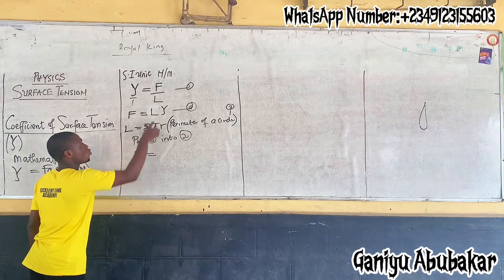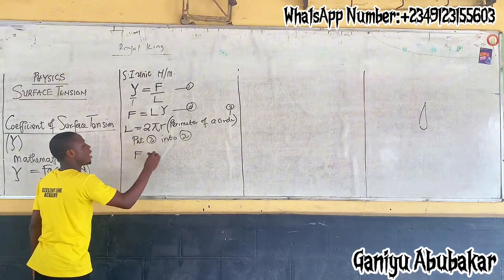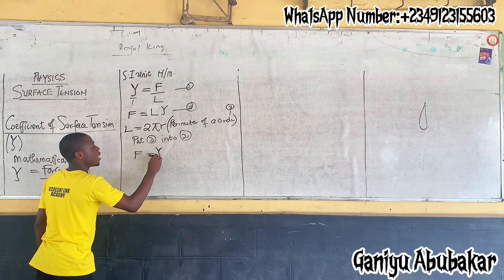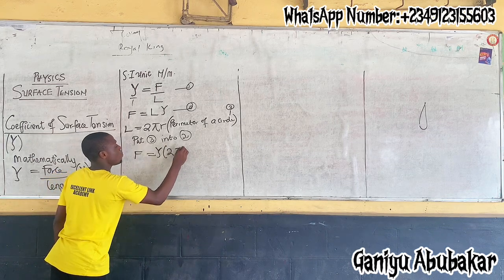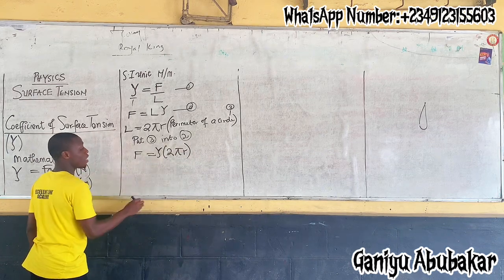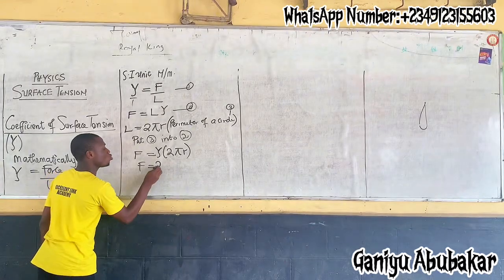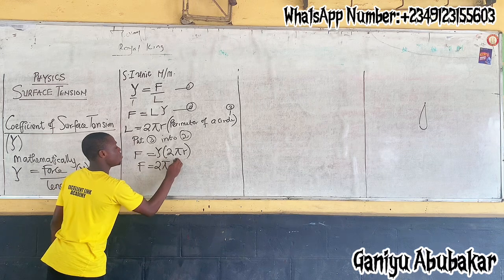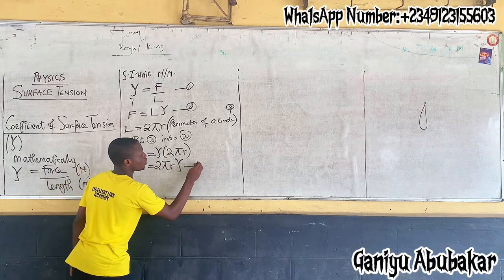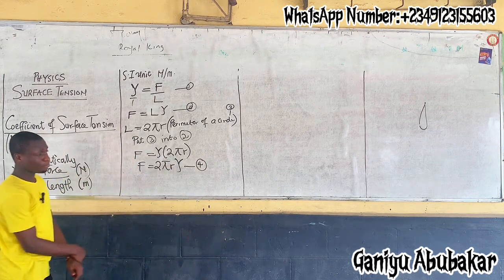What's your 2? F equals what? What's your L now? 2 pi r, right? So I have gamma into 2 pi r. Combine what I have there. F is equal to what? Let the number come first. That becomes 2 pi r gamma. Call this equation 4.